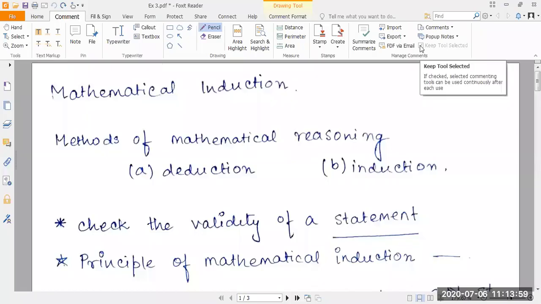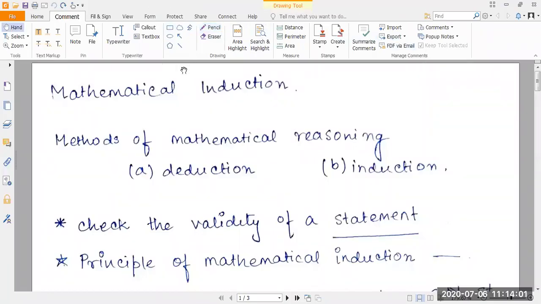So in today's session, we'll be covering a very interesting and important topic: mathematical induction. When we prove mathematical formulae, inequalities, and theorems, there are basically two methods of mathematical reasoning which we generally use. These methods are the method of mathematical deduction and the method of mathematical induction.